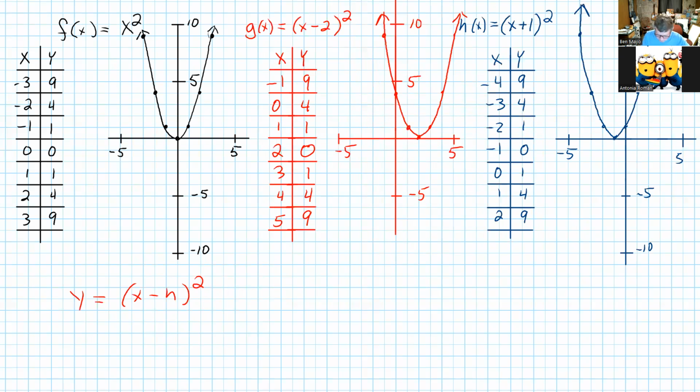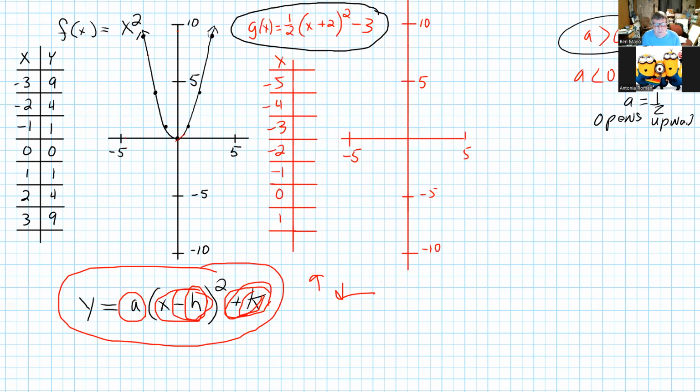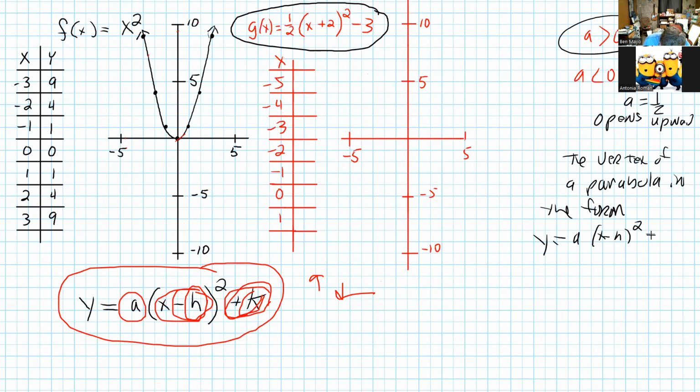What about here? Where's the vertex? It's at 2, 0, and it's at -1, 0. The following is true. The vertex of a parabola in the form y equals a times (x minus h) squared plus k, the vertex is at h, k. So what is h, k?